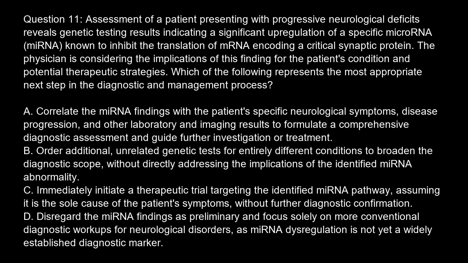Option A. Correlate the miRNA findings with the patient's specific neurological symptoms, disease progression, and other laboratory and imaging results to formulate a comprehensive diagnostic assessment and guide further investigation or treatment. Option B. Order additional, unrelated genetic tests for entirely different conditions to broaden the diagnostic scope, without directly addressing the implications of the identified miRNA abnormality.